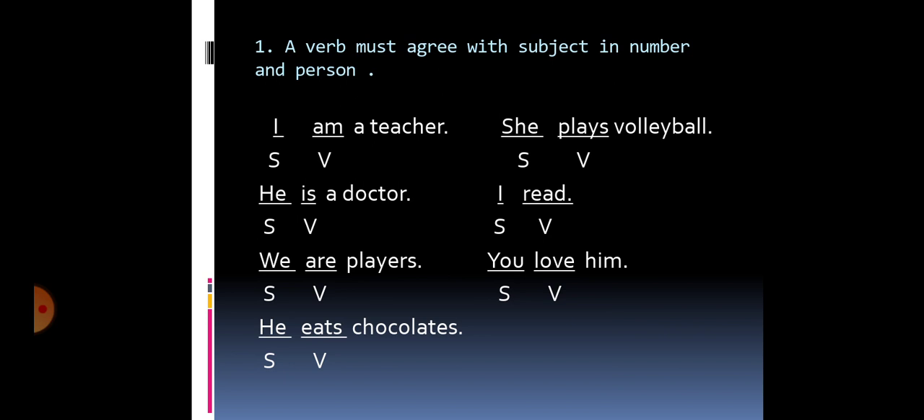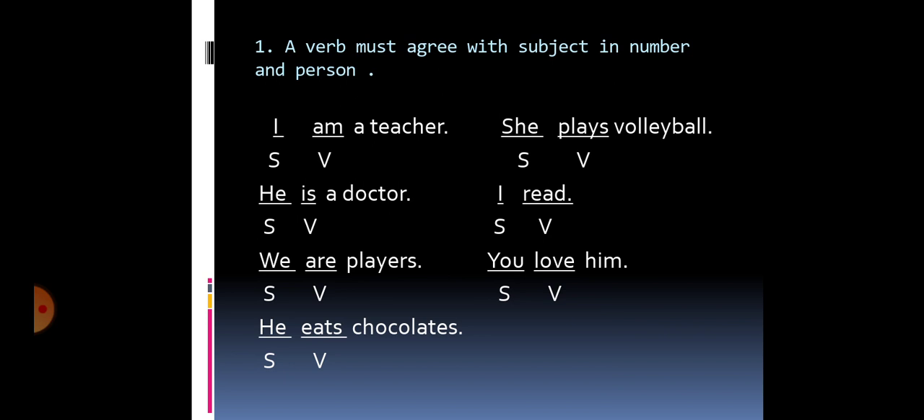Then it is he is a doctor. You cannot say he are a doctor because he is. So he is one, we are talking about one person, so we'll be using is. I read. We are players. Again, see, with we have used are because we are talking about more people. You love him. He hates chocolates. He eats chocolates.